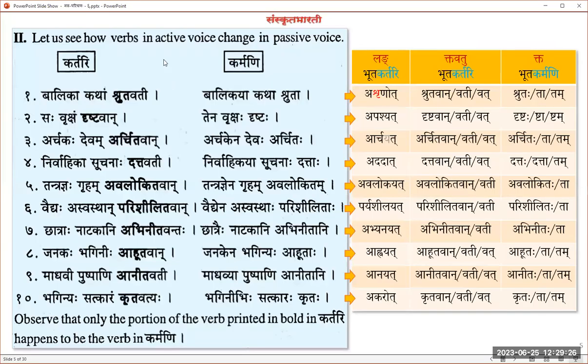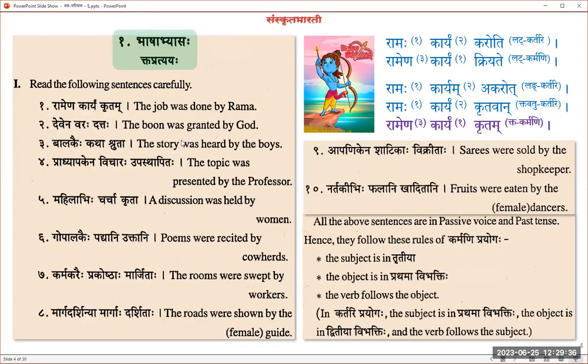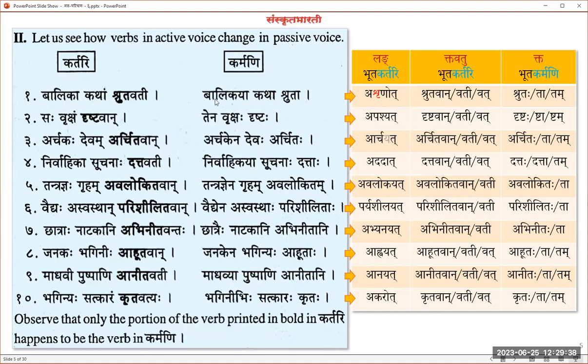Now let us see how verbs in active voice change in passive voice. What the Samskrit Bharati have done is exactly what I tried to do here with Rama Karyam Karoti. They did it in a limited way, just showing between Ktavatu and Kta. Ktavatu, Kta. It's a good exercise. So, the movement from Kartari to Karmani, etc., we have seen. Now we are seeing it with Ktavatu and Kta Pratyayantas. So it's a good corollary exercise using the Kridanta forms of the Kriyas.